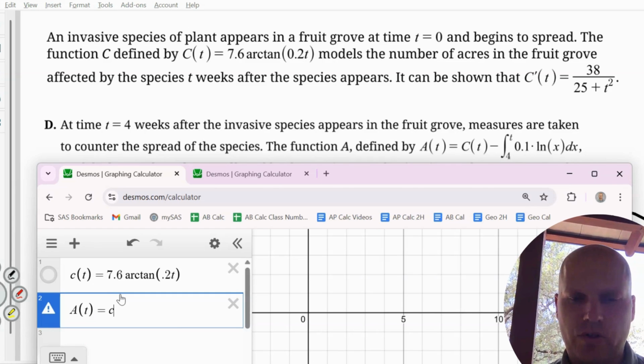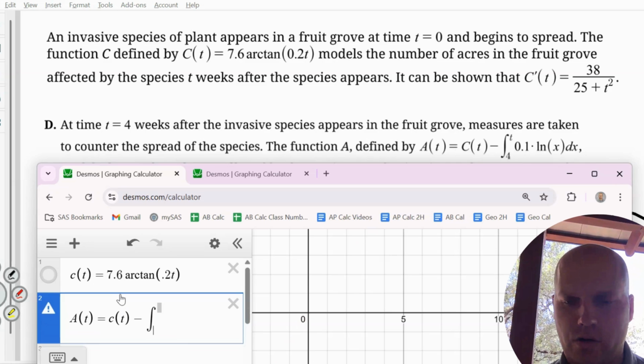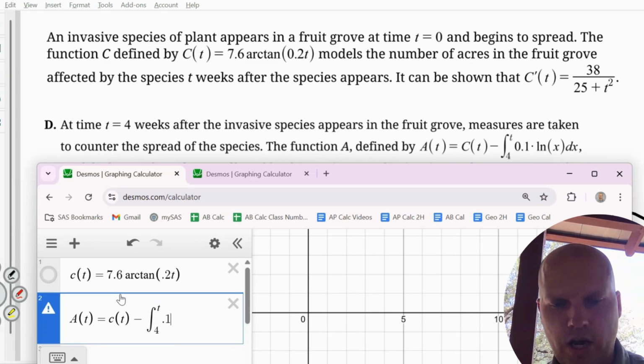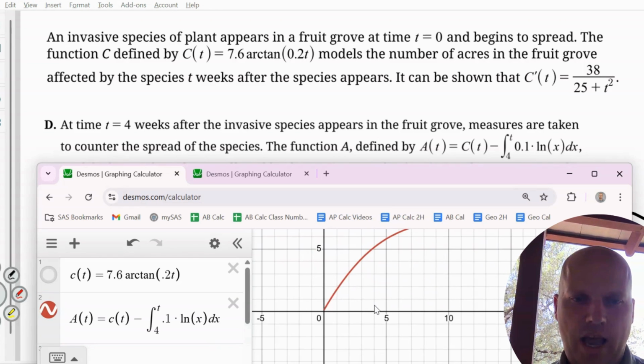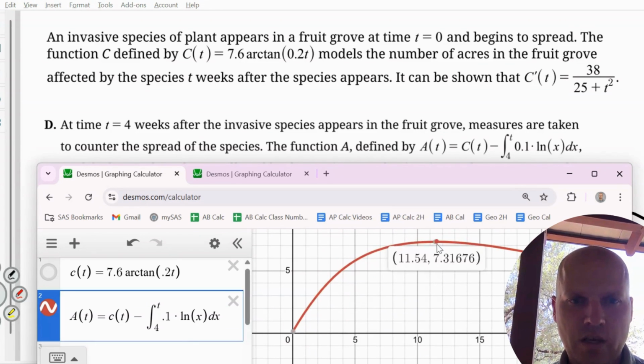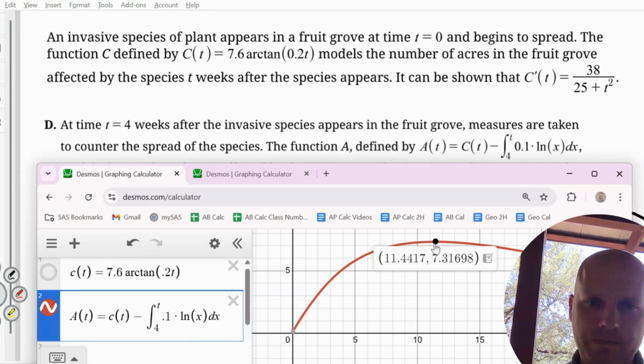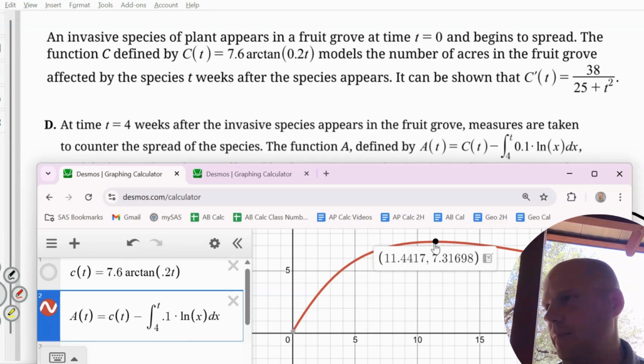A of t equals c of t minus the integral from 4 to t of 0.1 times the natural log of x dx. You could type that in to Desmos just as you see it, and you can see where the maximum is. And that is the answer.